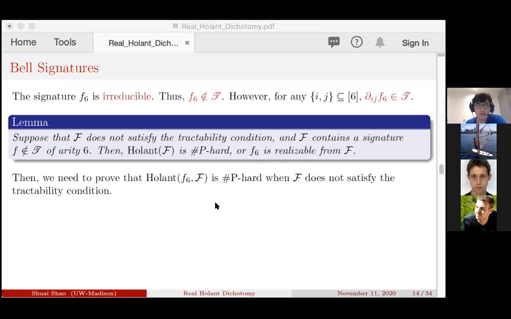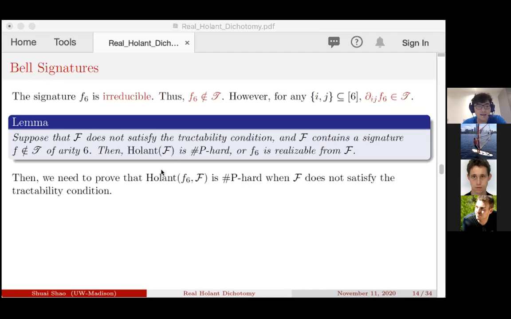So now we need to prove that the Holant problem specified by the original signature set script F together with this signature f sub 6 is #P-hard when this signature set does not satisfy the tractability condition. If we can show this, then we are still done with this induction proof. Now we just include the case of arity 6 as the base case.